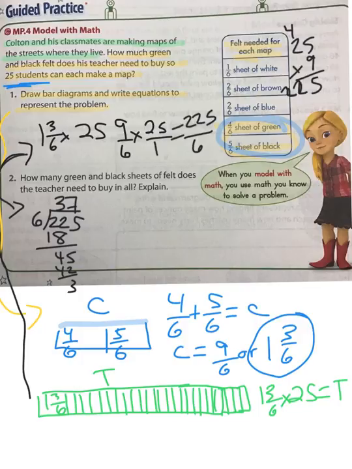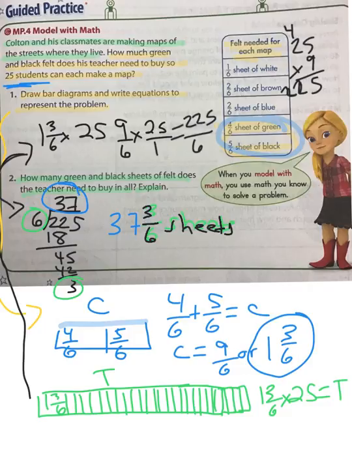So my answer is, and this is what it's asking me right here, how much green and black sheets of felt does the teacher need to buy? And I'll explain. Well, I have my answer right here, which is 37. So she needs to buy 37. But then we also need to use this remainder, which is 3. And our denominator is 6. 37 and 3/6 sheets. I'm going to write that in black too so you can see it. 37 and 3/6 sheets of felt.